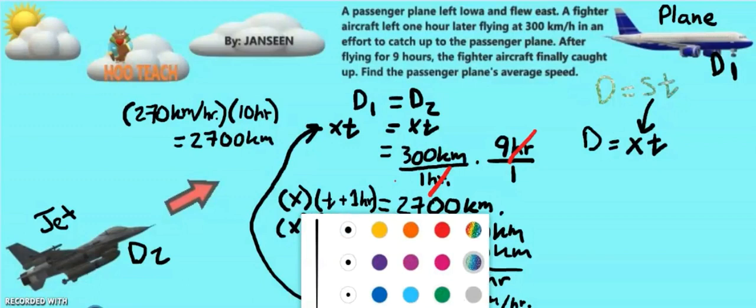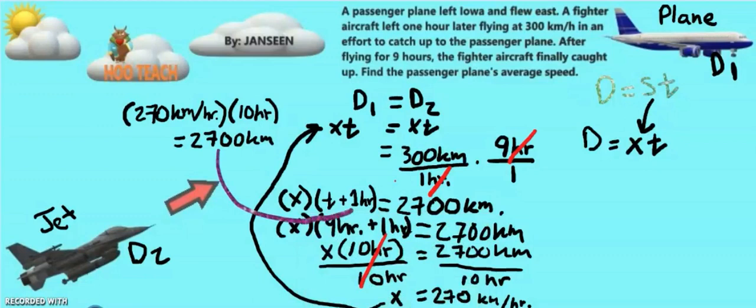Let me get my Galaxy pen. I love the Galaxy pen. Isn't this the same as that? Right? That means D1 equals D2. Both distances will equal 2,700 kilometers. Pretty cool, right?